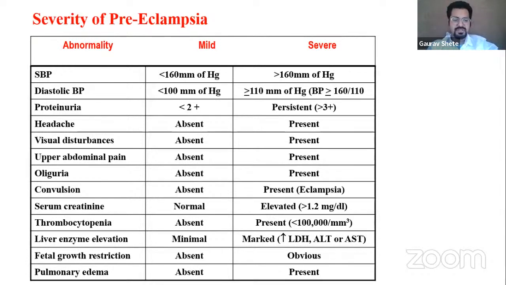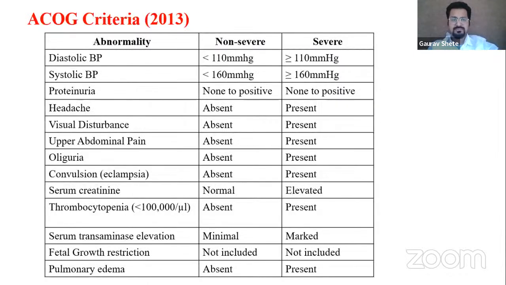Other symptoms like headache, visual disturbances, upper abdominal pain, oliguria, and convulsions are present in severe cases while not present in the mild cases. Liver enzymes are minimally elevated in mild cases, and there is no thrombocytopenia. There is no fetal growth restriction. The Doppler studies don't show any significant changes, and there is no pulmonary edema. But in severe cases, all these things you can see. Same if you go for non-severe and severe: less than 110 and less than 160 for non-severe. For severe it is more than 160 by more than 110, and the other signs that we discussed are the same.